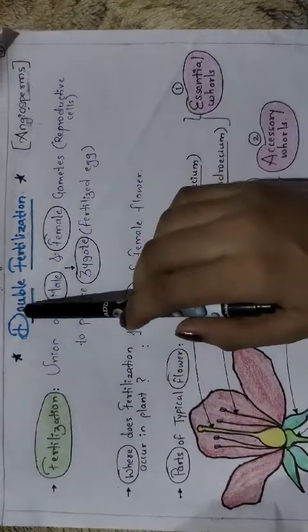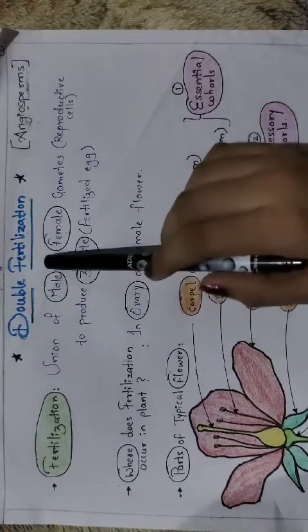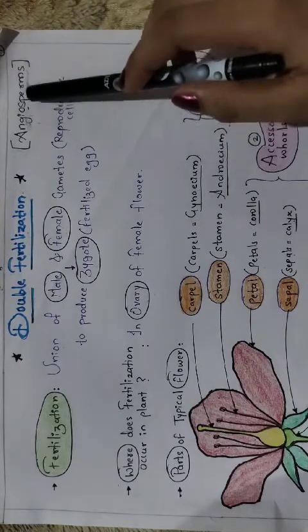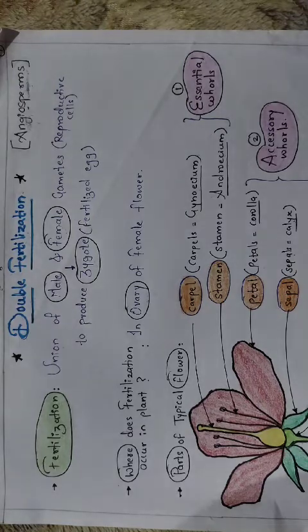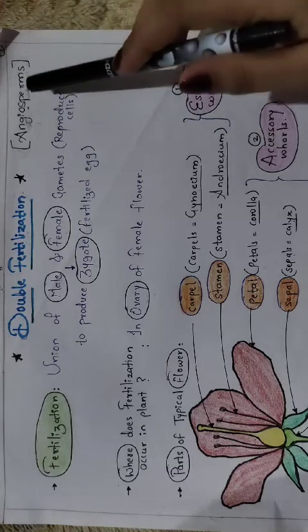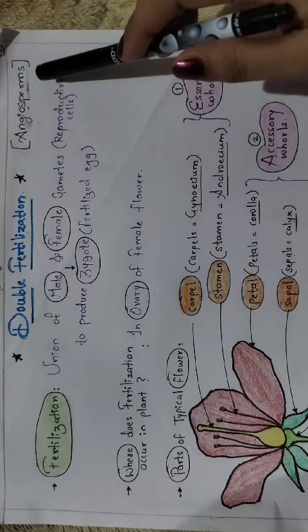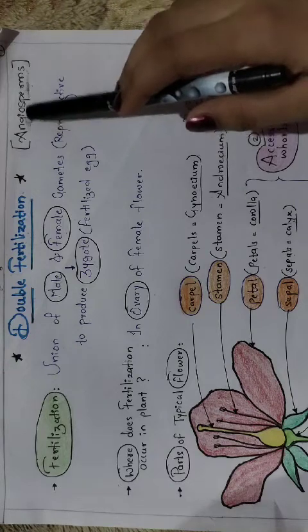But when we say double fertilization, it is a somewhat unique and special process which takes place in angiospermic plants. So what exactly are angiosperms? Remember, they are highly advanced, highly evolved plants which can produce seeds, fruits, and even flowers as well. So they are flowering plants.